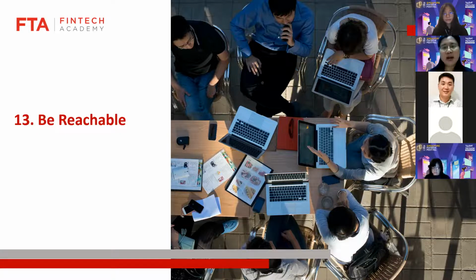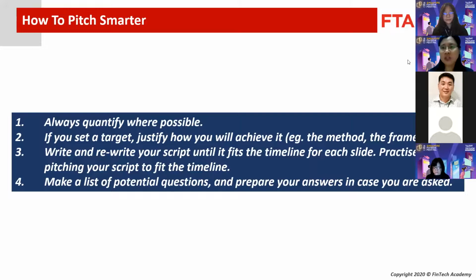Okay, to wrap up, let me give you some final tips on how to pitch smarter. Number one, always quantify where possible. Even when you are trying to explain something that tends to be descriptive, like why does this problem exist? Quantify it with numbers. It exists because 90% of the people in the region of Southeast Asia have no access. This is quantification. Put in numbers where you can.